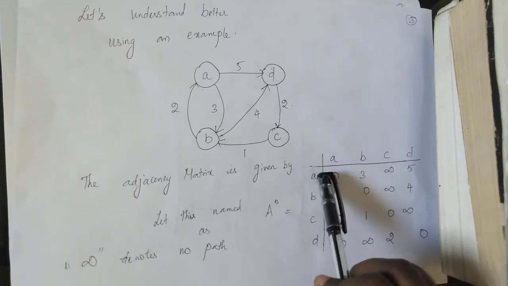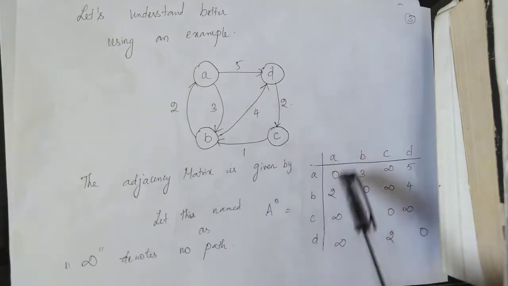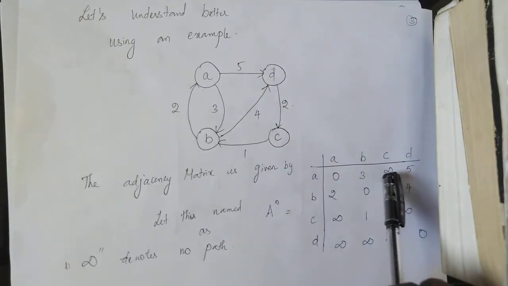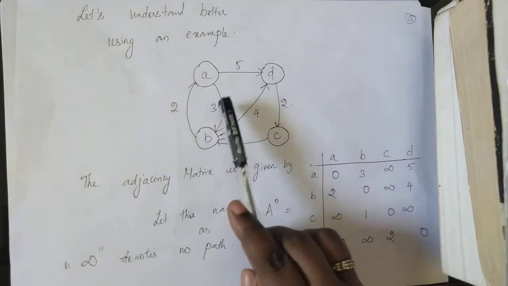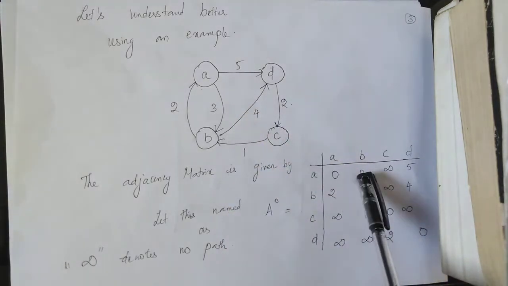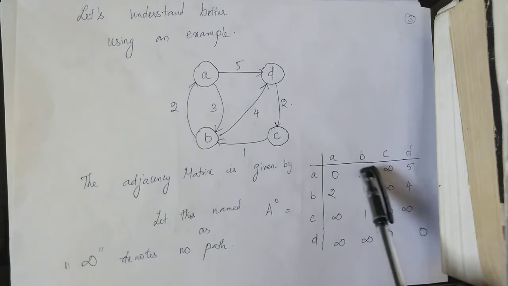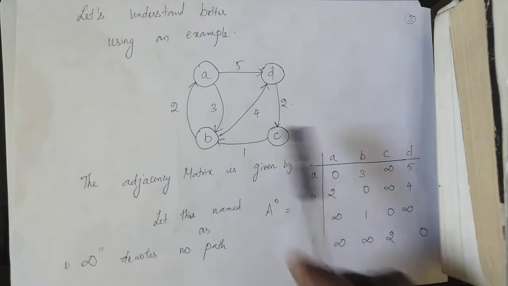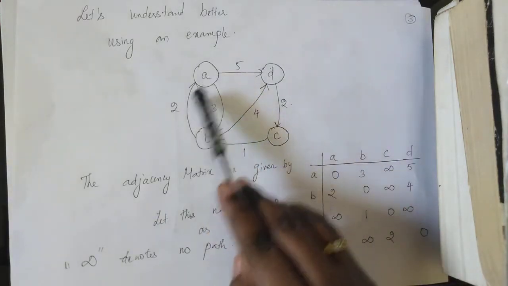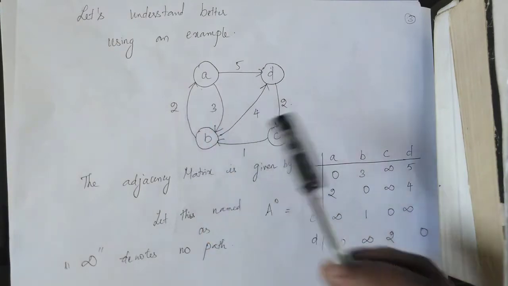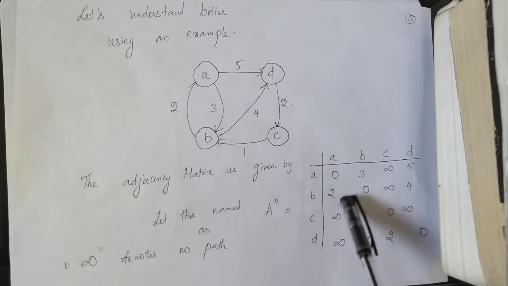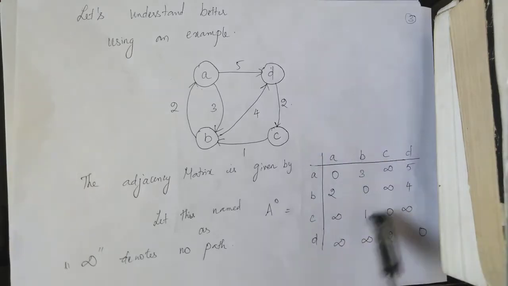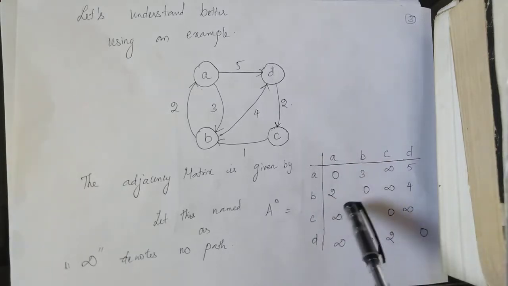There is no direct path connecting A and C, so this is given infinity. A and B is connected by the edge of value 3, so this cell is filled with the value 3. Whereas B is connected with A by the edge whose weight is 2, so this cell is filled with 2. That's how this adjacency matrix is arrived at.